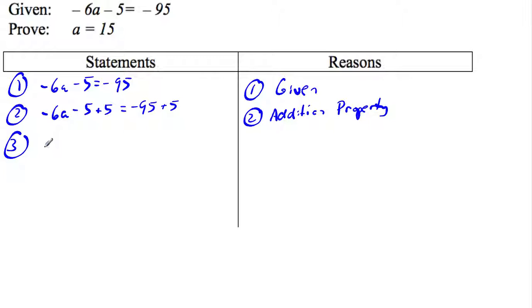Now if I look, what is negative 5 plus 5? Well, that's 0. And what's negative 90 plus 5? That's negative 85. I replace the operation with a value. I use the substitution property.